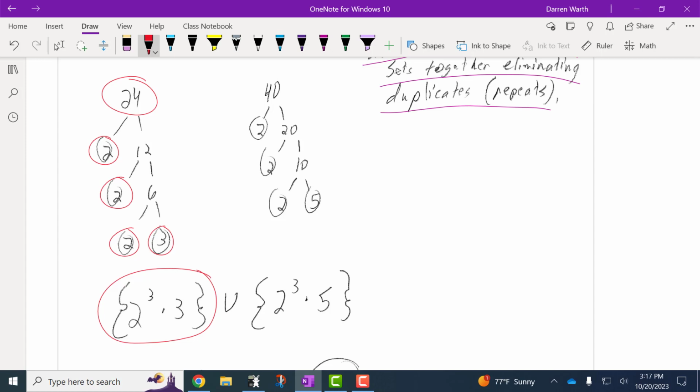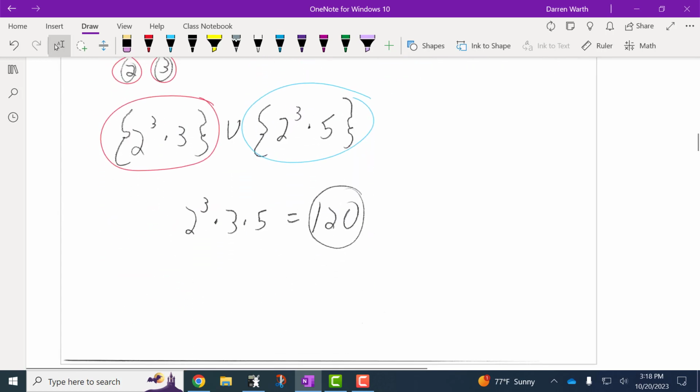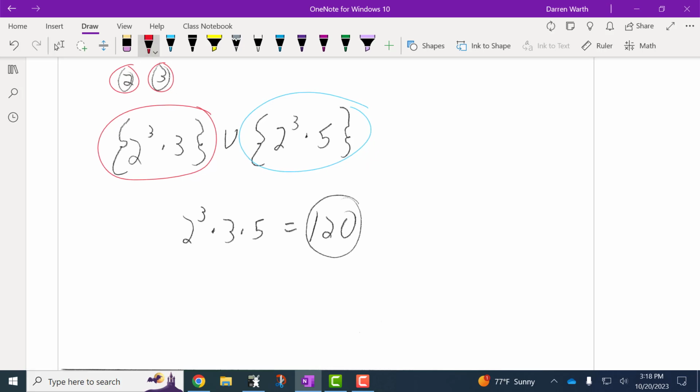I'm going to union that with the prime factorization of 40. So 40 becomes 2 times 20, which is 2 times 10, which is 2 times 5. So those outer numbers that are prime, that is my prime factorization set. So you'll notice that equals 2 to the third times 5. Okay, now that I've done that, I'm going to go ahead and multiply all those numbers together and eliminate the repeats or the duplicates.